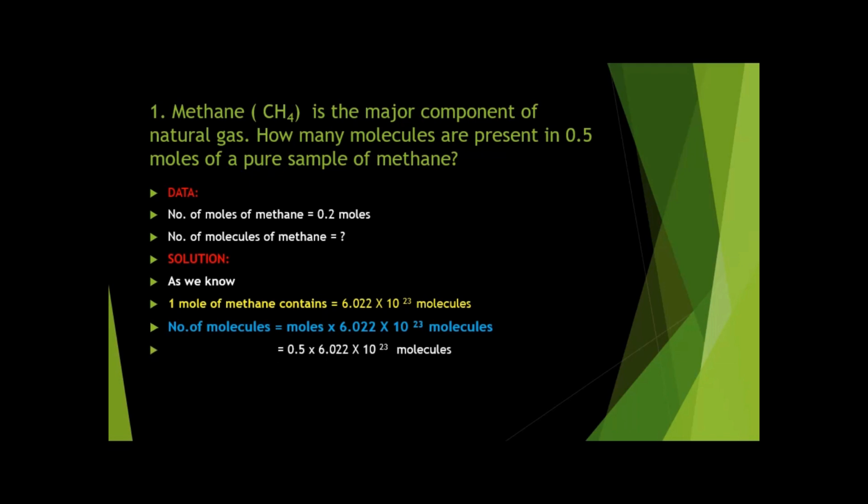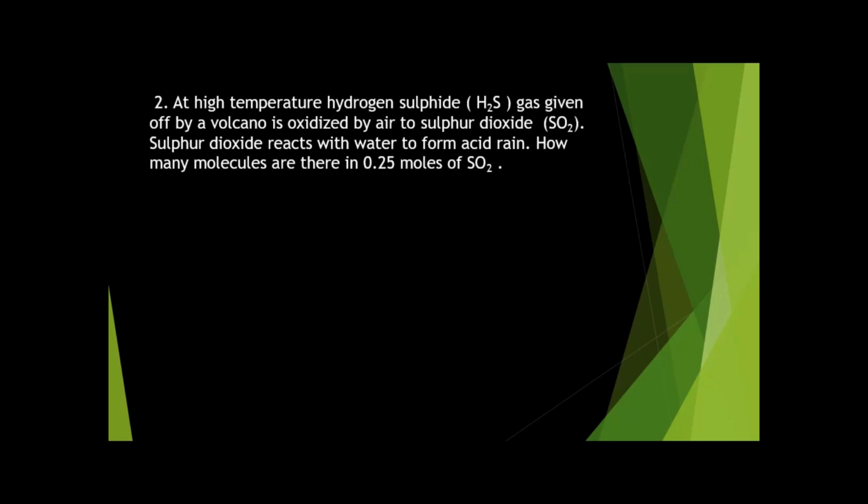Now put the values of mole. How many moles? 0.5 into 6.022 exponent 23. Now we get the answer 3.011 exponent 23 molecules of methane when we have 0.5 moles. Understood? Now go ahead. Question number 2. Now make the data. Now number of moles of SO2 sulfur dioxide is equal to 0.25 moles, and number of molecules of SO2 are unknown to us.